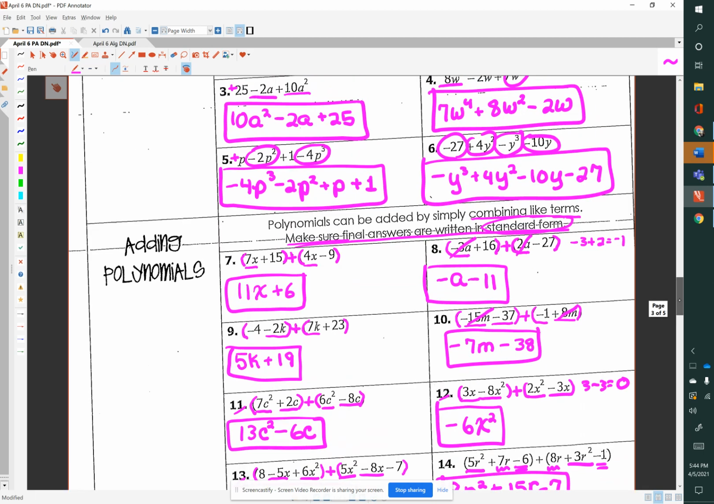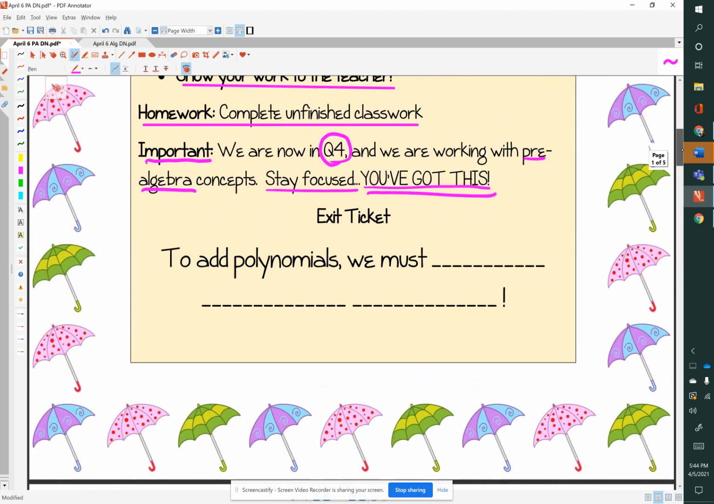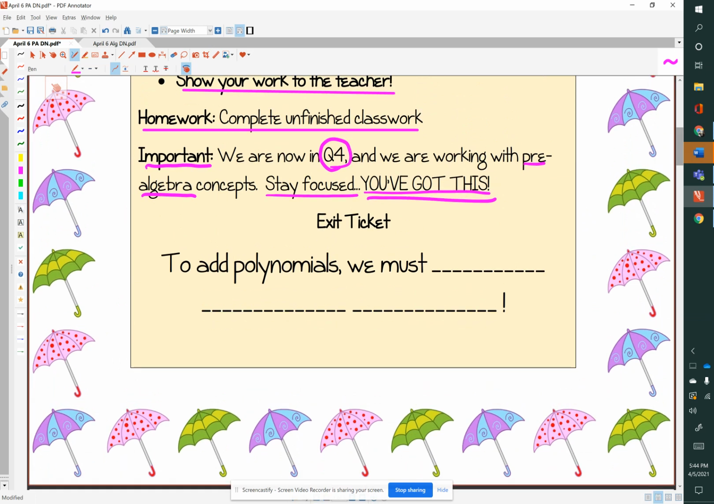So let's go back to the exit ticket. To add polynomials, we must combine like terms. Right? Did you remember that?